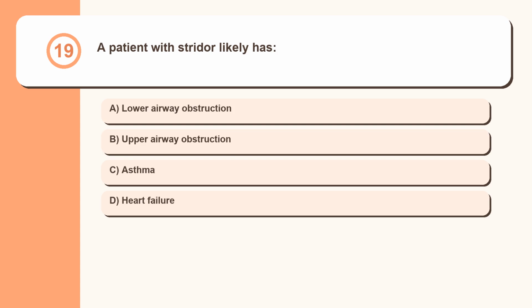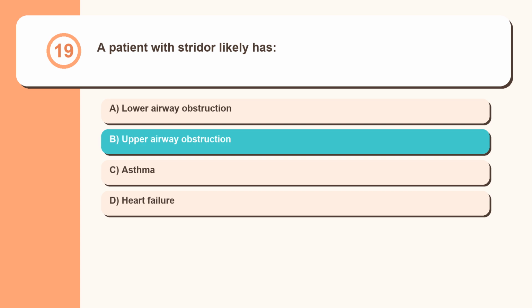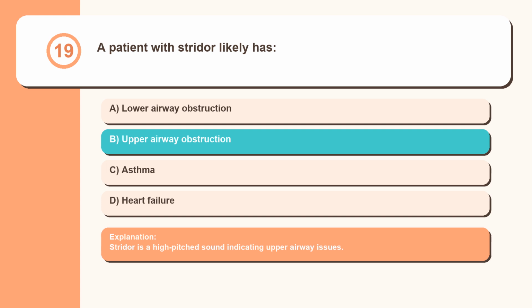Question 19. A patient with stridor likely has: lower airway obstruction, upper airway obstruction, asthma, heart failure. Stridor is a high-pitched sound indicating upper airway issues.